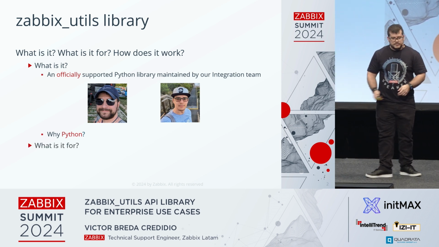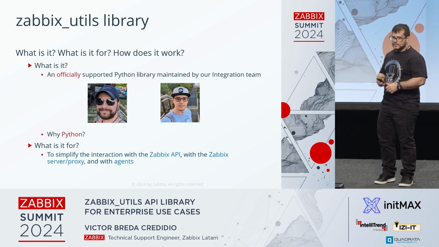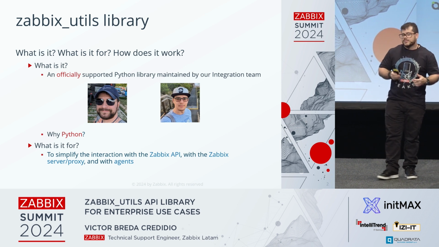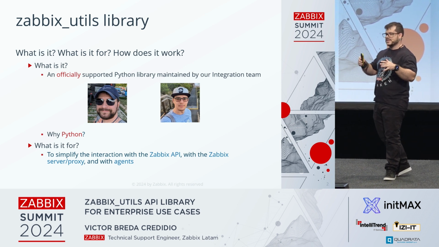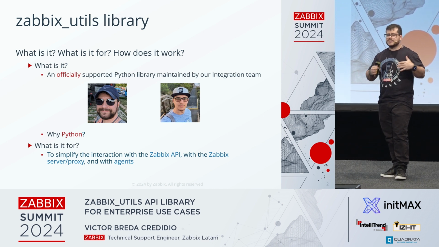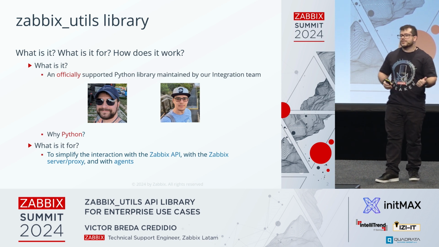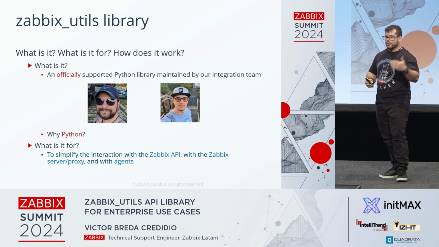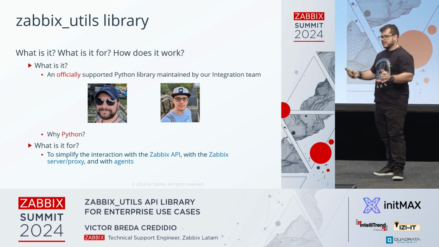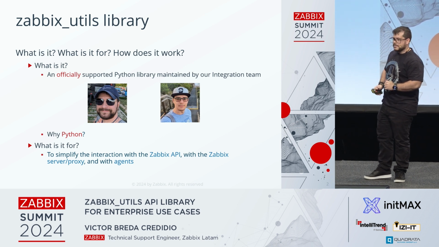So it's pretty cool. And what is it for? What is the Zabbix utils library for? The main concept of it, as Alexei mentioned in the morning, is to simplify the interaction with the Zabbix API. And of course, we're going to see cases with the Zabbix API. It makes it easier. But not only that, you can also interact directly with the Zabbix server or proxies and with the Zabbix agents. It's not only about the API. The API is a big deal, but we'll see some examples of the other methods.